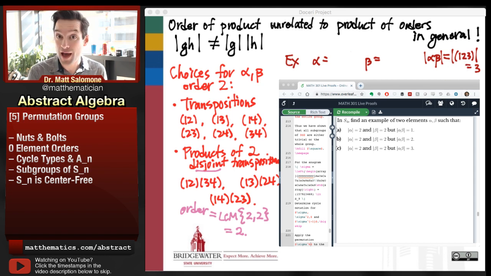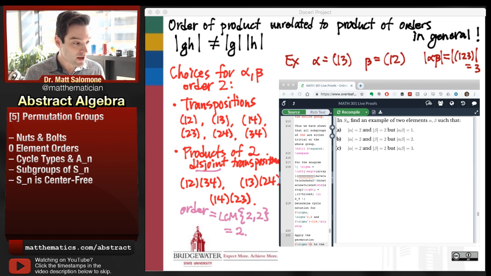Well, we know how to do that because we know how to decompose 3-cycles into products of transpositions. I can just take alpha to be (1 3) and beta to be (1 2). The transposition (1 3) has order 2. The transposition (1 2) has order 2. But when I compose them, (1 3) composed with (1 2) gives me the 3-cycle (1 2 3), and that has order 3.